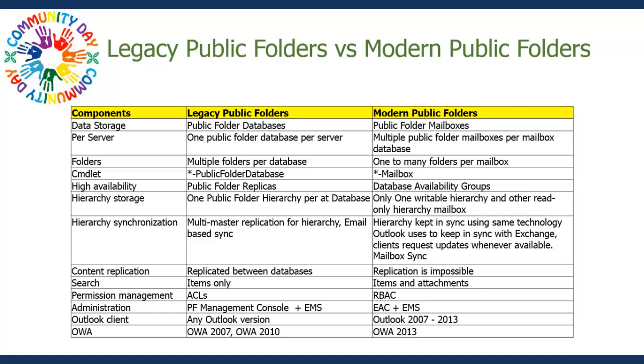Administration, like I said, it used to be the public folder management console and shell. Now it's the EAC, Exchange Administrative Console, and Exchange Management Shell. Outlook clients: any Outlook version used to work with legacy public folders, but now we have only Outlook 2007, 2010, and 2013. OWA: OWA 2007 and 2010 used to work for legacy public folders. Now we have only OWA 2013, which will work with modern public folders, and that's supposed to be the cumulative update one Exchange server to access public folders. All right, let's move on to the next slide.